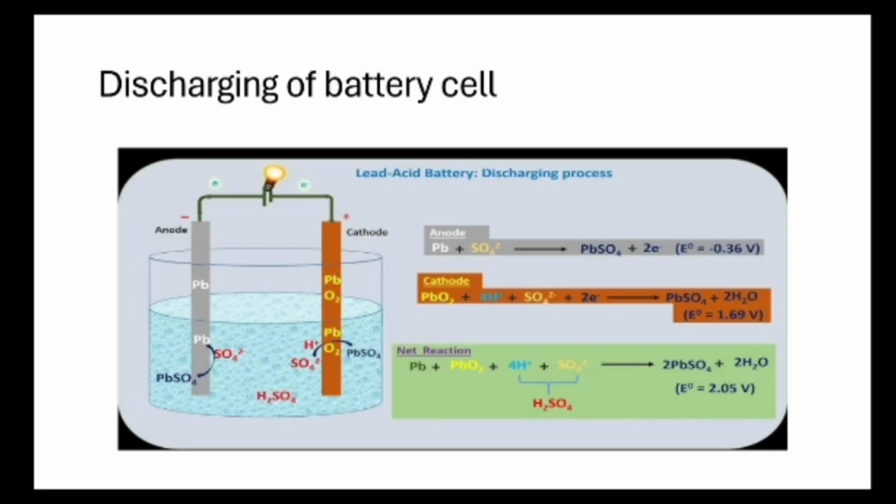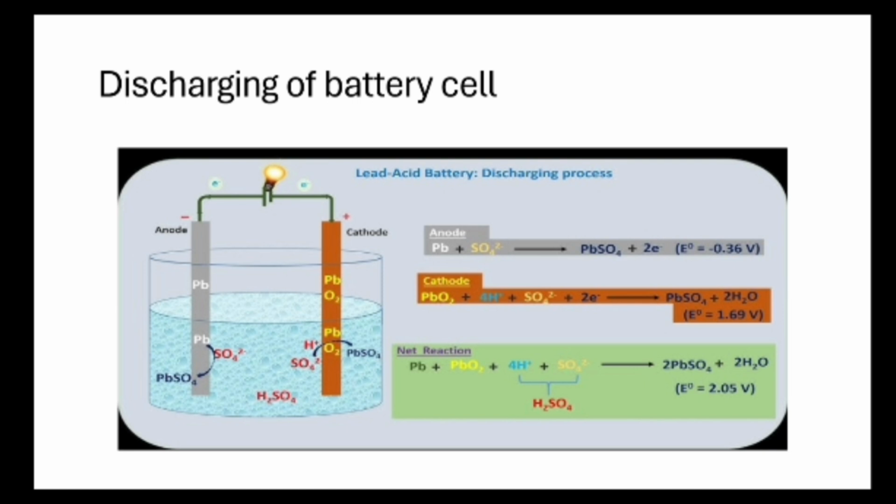Discharging of battery cell. During discharging, when lead is connected across the plate, the sulfuric acid breaks up into positive hydrogen ion and negative sulfate ions. One of the sulfate ions moves towards anode and gives it electrons. Sulfate reacts with lead to form lead sulfate. The electrons travel through the external circuit and then reach the cathode.